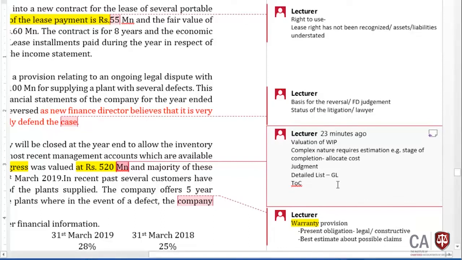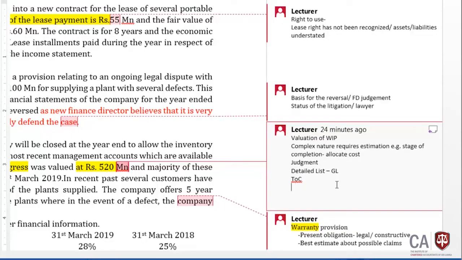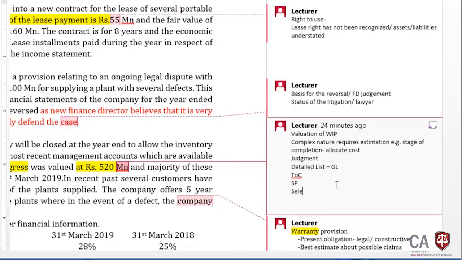Now, when testing controls, you can say evaluate how management identifies, I hope you are writing some notes, evaluate how management identifies the cost to be allocated to each project, and then stage of completion is a very important word, right. Then as a substantive procedure, you can select a sample and trace each cost component to the supporting documents.